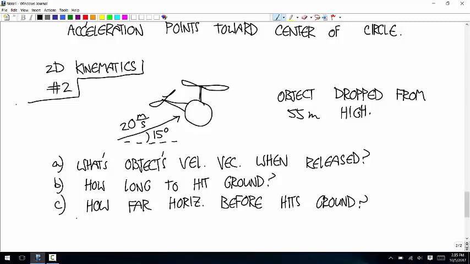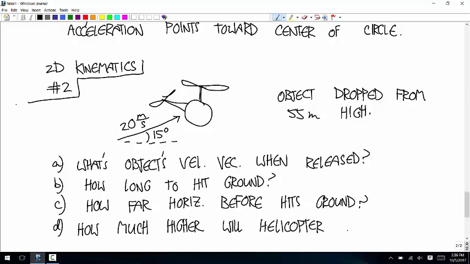And unless anyone has any specific questions about these, I'm going to skip these three. The one that's different than what we've seen is: how much higher will the helicopter be when the object lands?